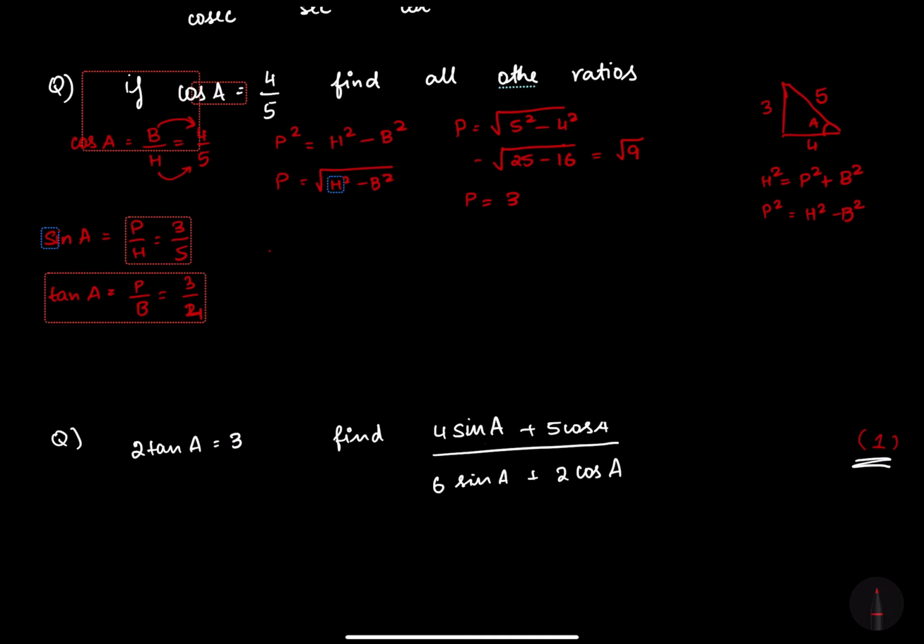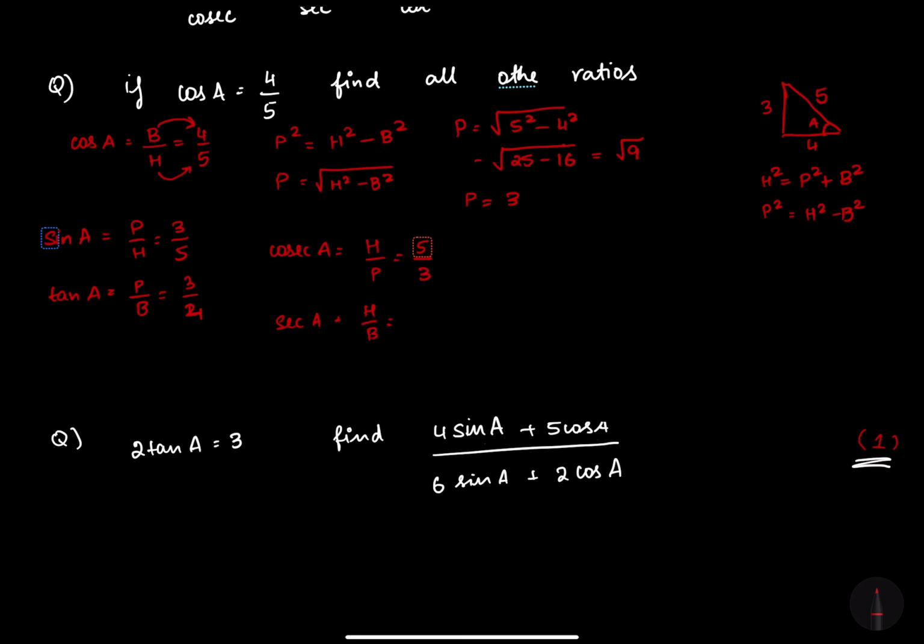Similarly, cosec A is equal to h by p. H is 5 and p is 3. Similarly, sec A is h by b, which is 5 by 4. And last one, cot A is equal to b by p, which is 4 by 3.